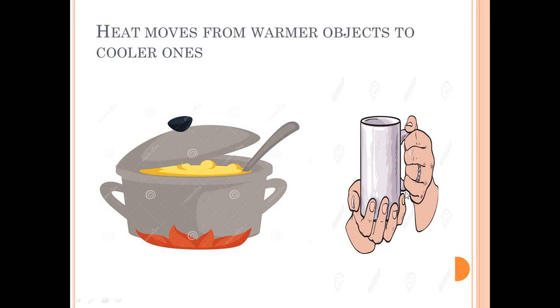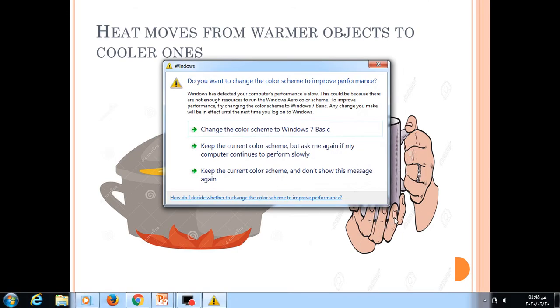Here is another example. If you hold a hot cup of tea, the heat will move from the cup of tea to your hand. Why? Because heat can move from a warmer object, such as a cup of tea, to a cooler object, like your hand.